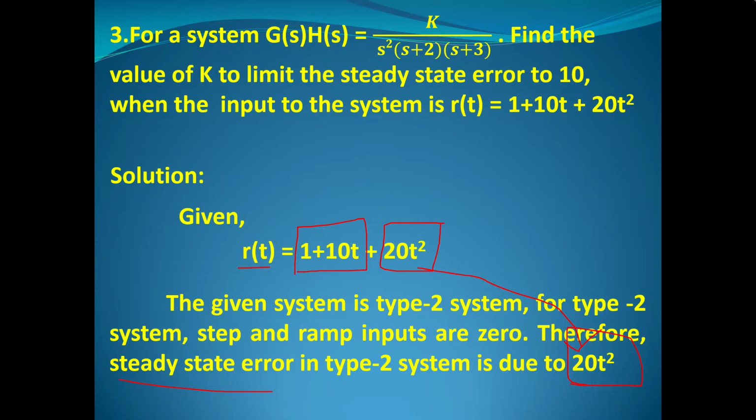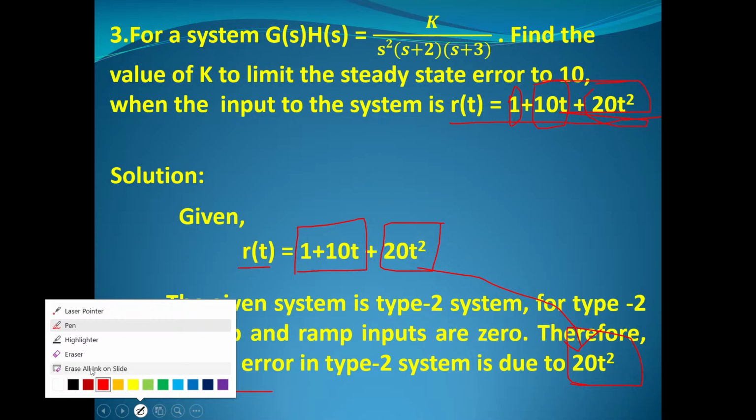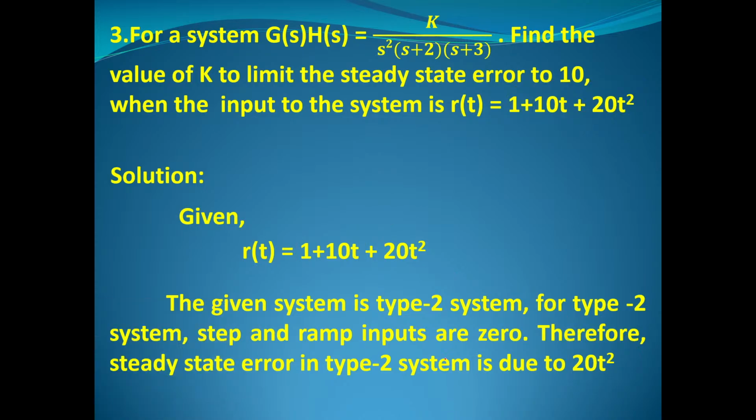Even though they have given us an input with 3 parts, one resembles the step input, one the ramp input, and another the parabolic input. We already know that for a type 2 system, for step input and ramp input, the steady state error will become 0. But for a type 2 system, the steady state error will be constant only for the parabolic input. So R of t is equal to only 20t square.